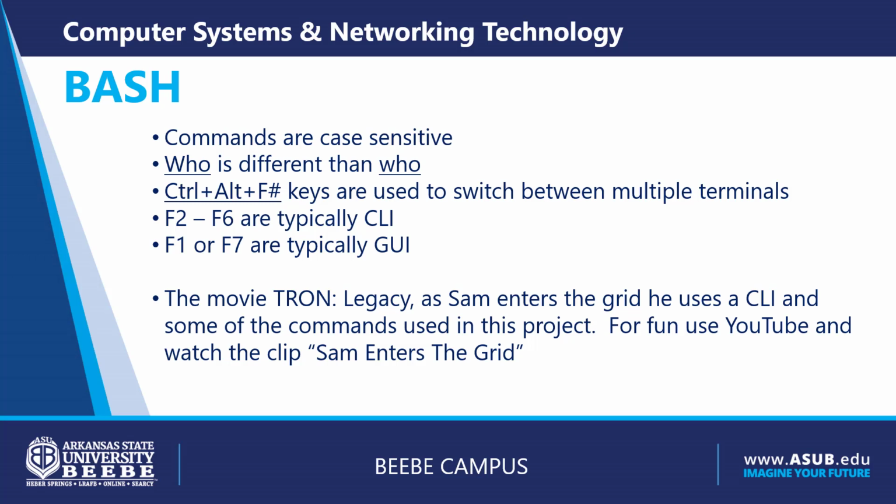There is more than one interface. There are typically around 6 on a Unix system. You can switch between them by using Control-Alt and an F key. Typically, F2 through F6 will take you to a command line interface login. F1 or possibly F7 will take you to a graphical user interface if the Unix system is installed with one.